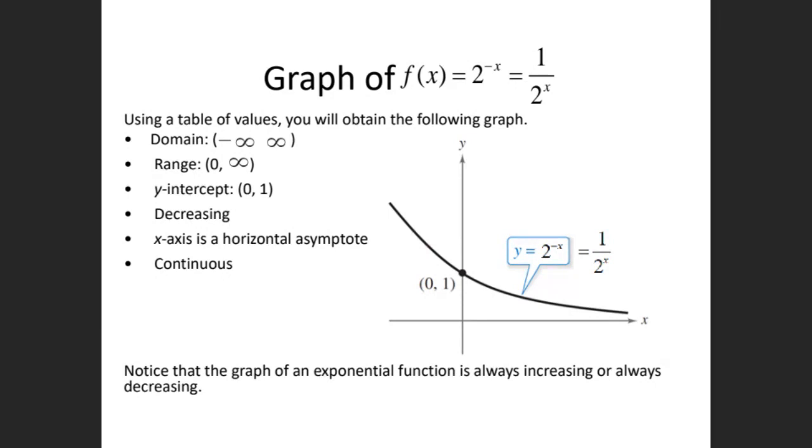So this particular graph has a reflection over the y-axis. Our domain did not change. It's still from negative infinity to positive infinity. Our range did not change either. It's still from 0 to infinity. We still have our y-intercept at y equals 1. But now it's decreasing. When we read graphs, we read them from left to right, and we see that our graph is going down. Our horizontal asymptote still hasn't changed. It's still at y equals 0, a horizontal line. And this graph, again, is continuous.